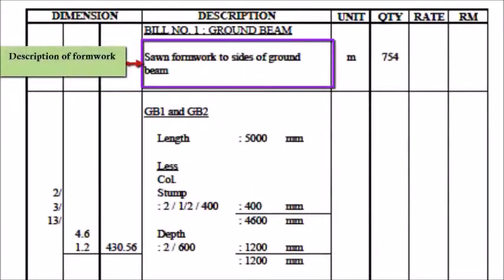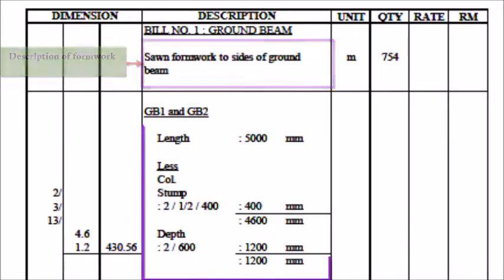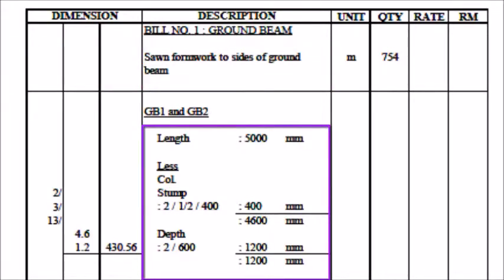Lastly, let us proceed to the last part of ground beam quantity measurement. The last part is about formwork. The description is sawn formwork to the sides of ground beam. The calculation is to calculate the formwork used for ground beam. For the ground beam, the formwork is only used on both sides of the ground beam.